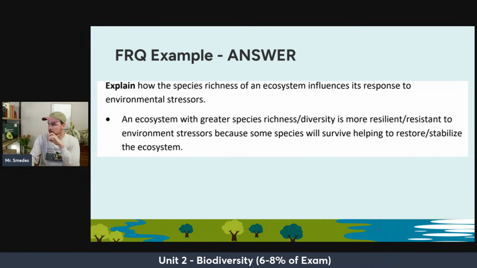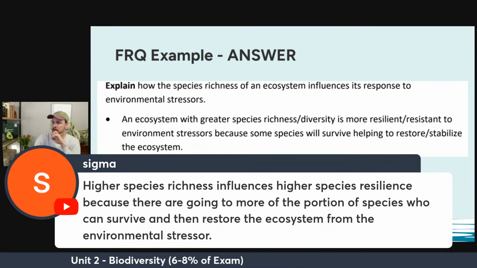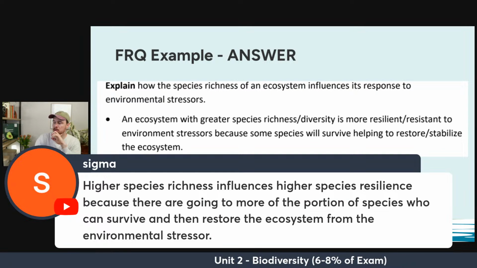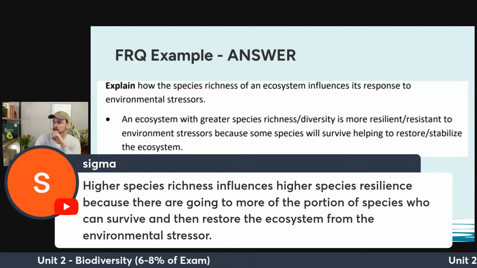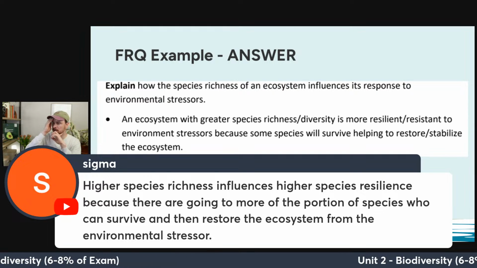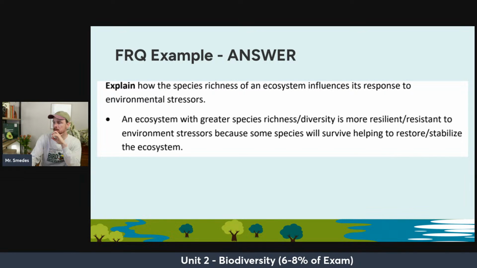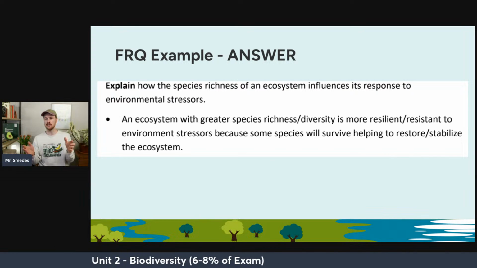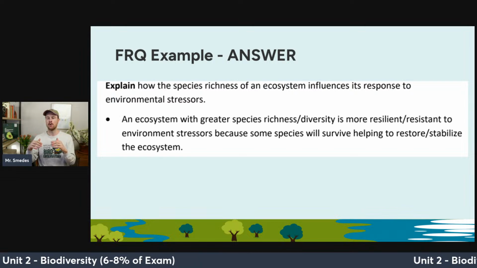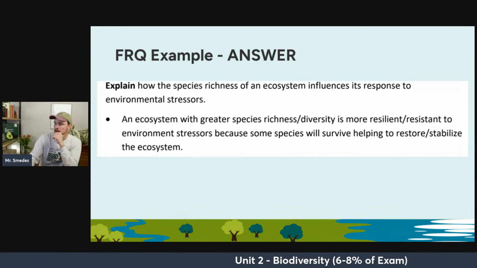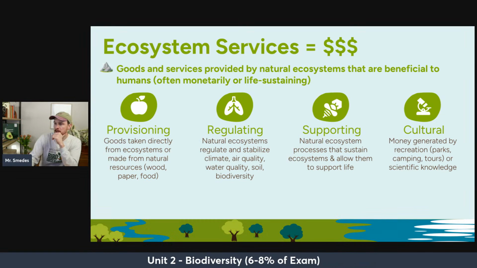This one, although the answer's been up on the screen for a while now, is a little closer. "Richness influences higher species resilience because there's going to be more of a portion of species who can survive and then restore the ecosystem from the environmental stressor." Yeah, this one's closer. And again, it's kind of a rephrasing of what's on the screen. But the thing to focus on here is that having a really high diversity of species can help stabilize a food web or an ecosystem by repopulating the ecosystem. Okay, we got to keep moving here.